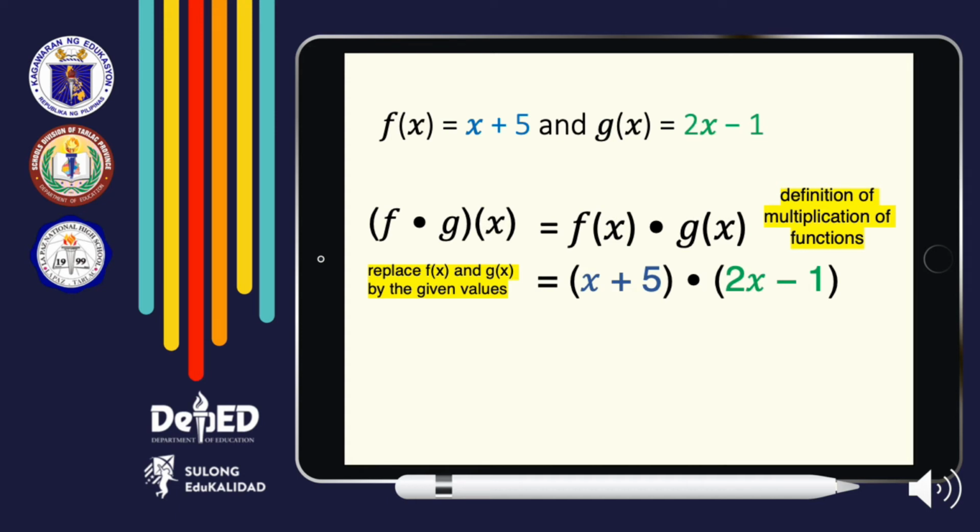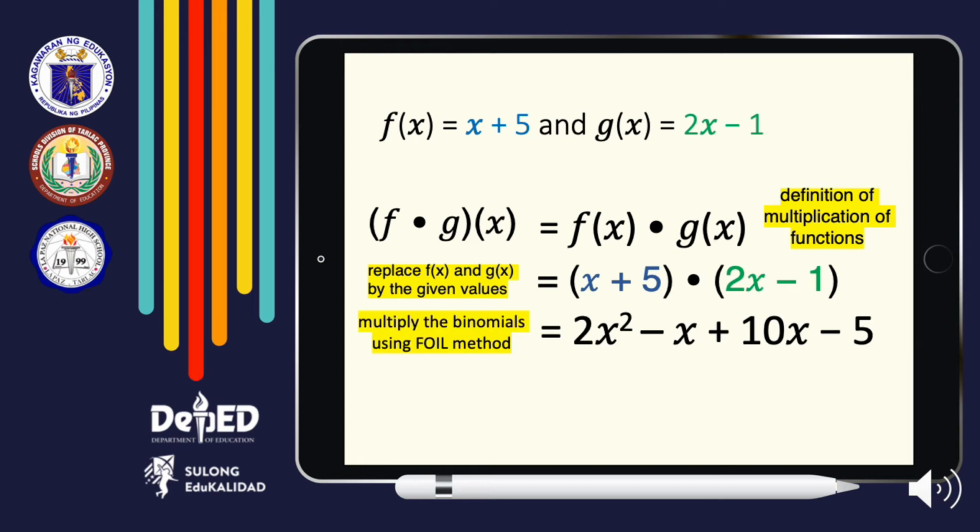Now, let us multiply these binomials using the FOIL method. So x times 2x is 2x squared. x times negative 1 is negative x. Positive 5 times 2x is positive 10x. And positive 5 times negative 1 is negative 5. And to simplify, we have to add negative x and positive 10x. Therefore, we will have 2x² + 9x - 5.